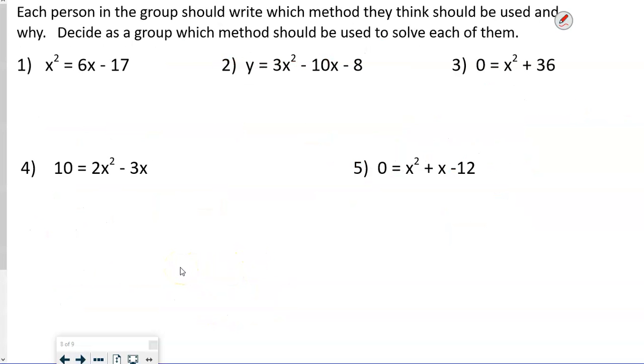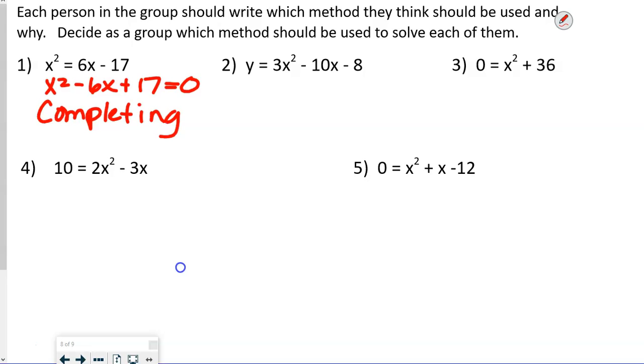So it says we're going to decide which one we're going to use. So first thing I'm going to do is put these in standard form. So I'm going to do x squared minus 6x plus 17 equals 0. When I look at this, I have a leading coefficient of 1 and I have an even number in the b position. So I would use completing the square for this one, okay? Now I'm not going to do them here just for the sake of time, but that's the method I would use, okay?